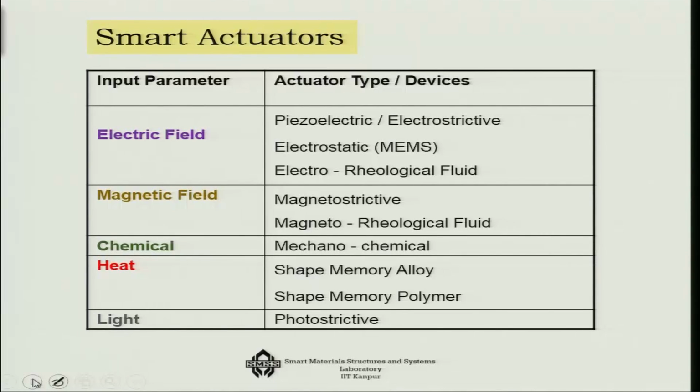Now in the smart actuators, there are a whole lot of actuators, like those which exploit electric field. There are piezoelectric and electrostrictive actuators. Then you have electrostatic actuators which are MEMS based, and you have electrorheological fluids. In the magnetic field category, you have magnetostrictive actuators and magnetorheological fluids. In the chemical, there are some coming up in mechanochemicals, we call them. And in the heat, there is shape memory alloy and shape memory polymer. And in the light, there are photostrictive materials. So there is a whole group of smart actuators that are available today.